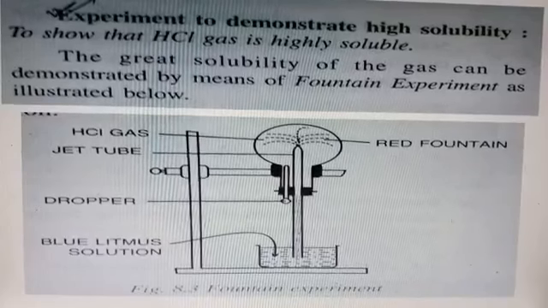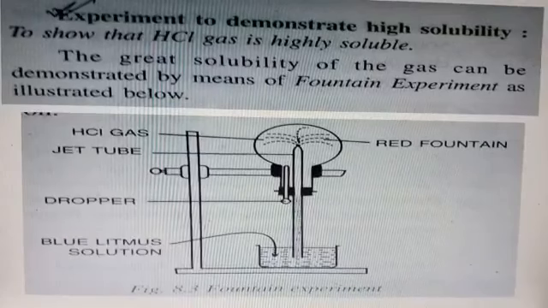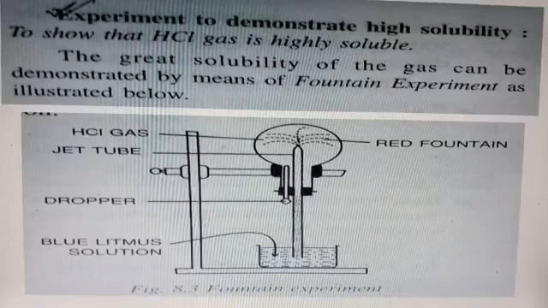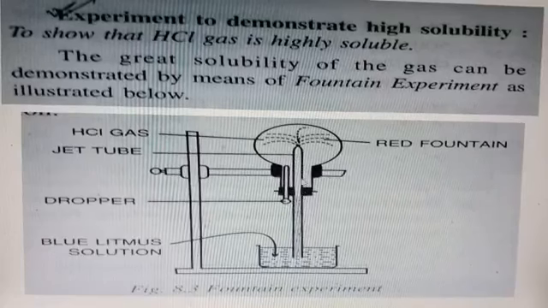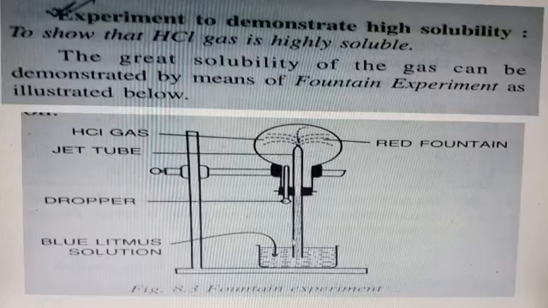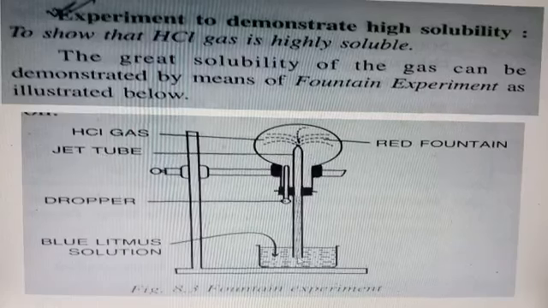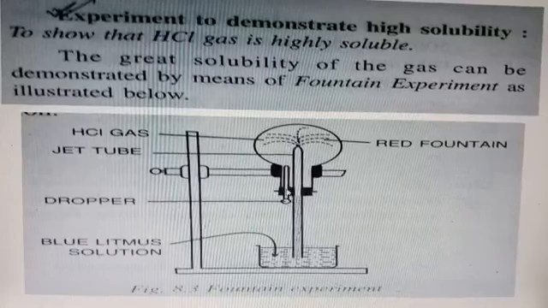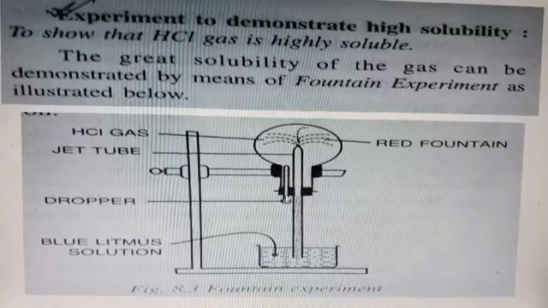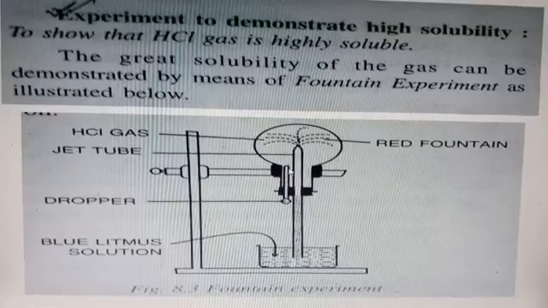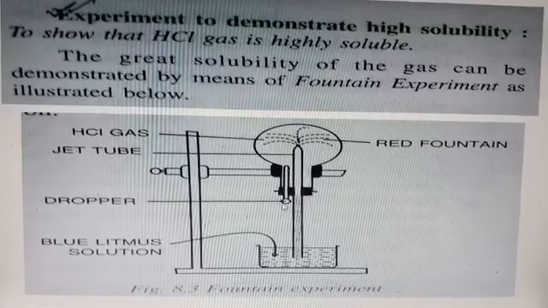Then through one hole pass a long jet tube. This is the long jet tube. And through the other hole, pass a dropper. This is the dropper with a few drops of water. So pass this dropper through this hole and make sure that this dropper contains a few drops of water.